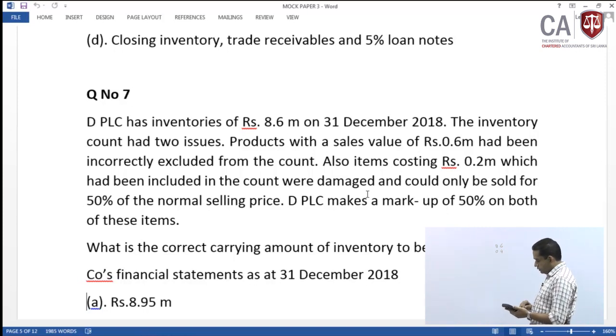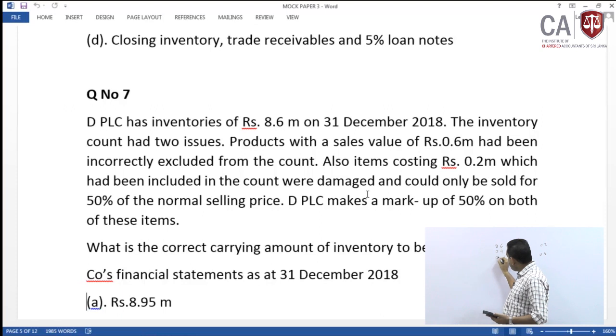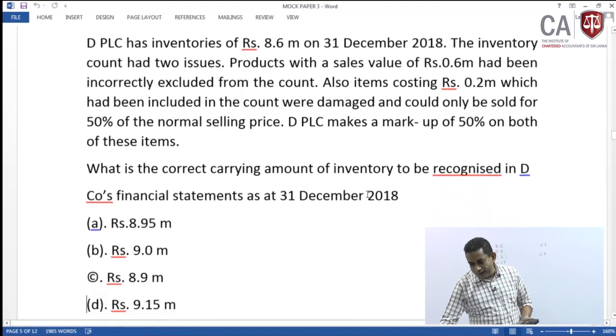It is 0.3 divided by 2, it is 0.15. So what you must do is to write down inventories from cost to NRV, or to remove the cost and then to include NRV. So I will deduct 0.2 from inventories and add 0.15, that is for my convenience. 8.6 plus 0.4 minus 0.2 plus 0.15. So inventory value seems to be 8.95, and the correct answer has to be A.